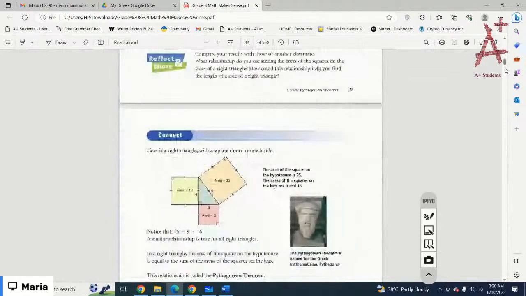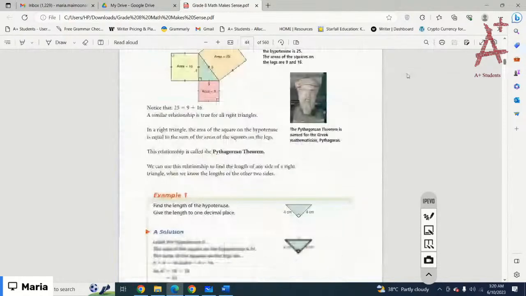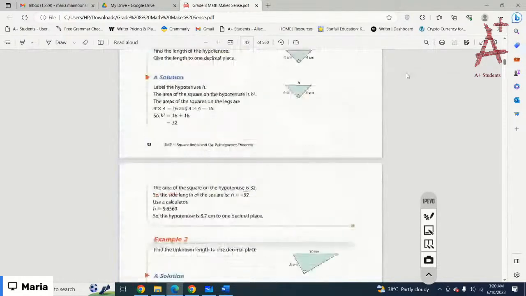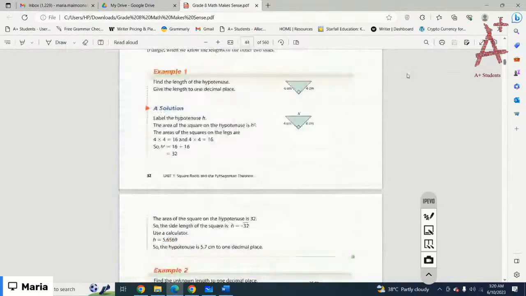Okay, here we are. Let's just start with the example. Find the length of the hypotenuse, giving the length to one decimal place. So you are given two of the sides, got it? You have to calculate the length of the hypotenuse, got it?